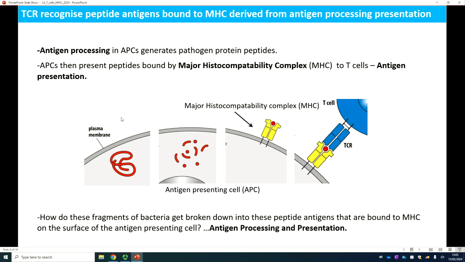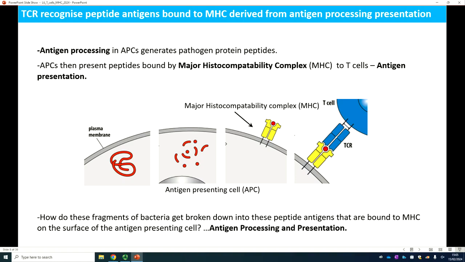So as we mentioned, the T cell will recognize peptide antigens that are bound to MHC, and these have been processed and presented on the surface of an antigen-presenting cell. In terms of antigen presentation, this is a very basic diagram of how that works, but it's the antigen processing that generates the peptides that need to be presented on MHC. So essentially, we have our protein, it needs to be degraded into peptides. It can then be presented on MHC to a T cell receptor.